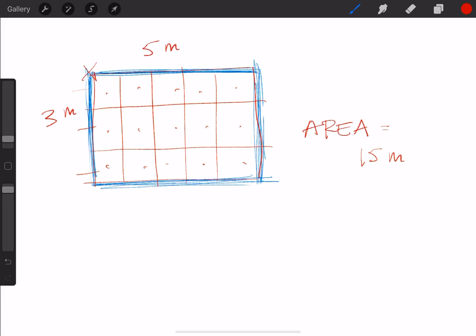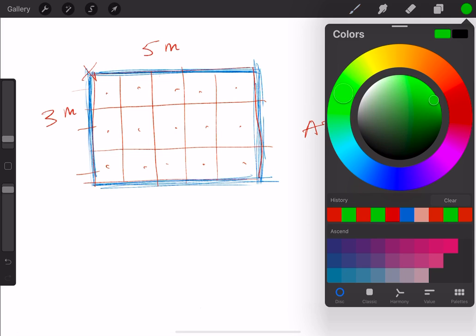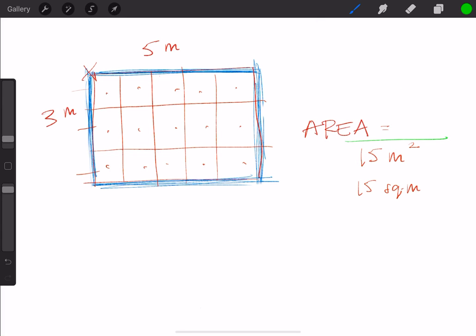meters. Since they're square units, though, we're going to say meters squared. Remember, you can write meters squared like this, or you can write it like 15 square meters. Okay, that's going to be our solution right there. And hopefully by now you are already realizing that this is just like when we use an array to represent a multiplication problem, right? These two are basically the same concept.